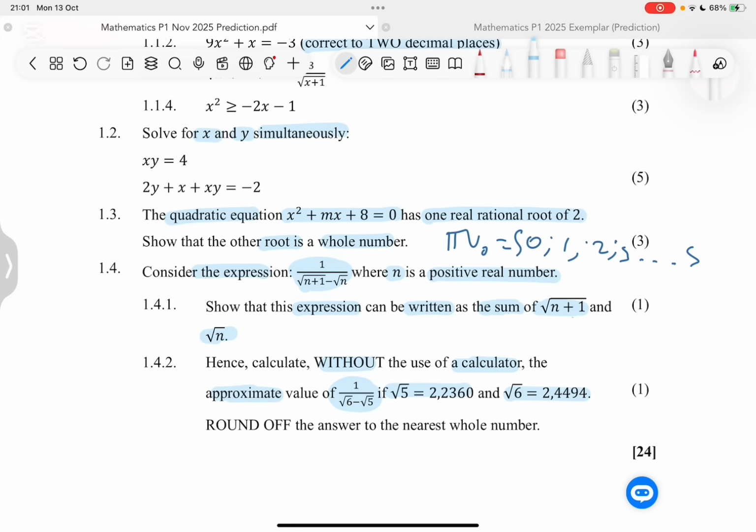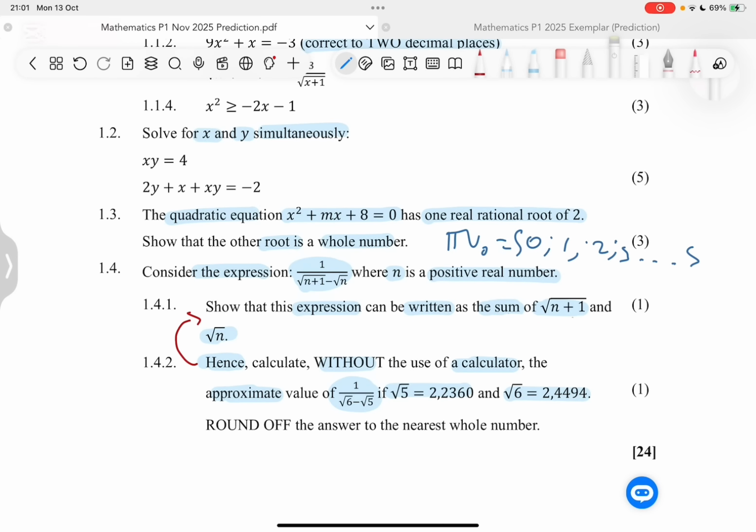Immediately, in mathematics, they use the word hence. They mean that you should use what you have done in the previous question. You should use the same method. And usually you should do a shortcut. You shouldn't start from the beginning. So hence means that. But also we are required here that we don't use a calculator.